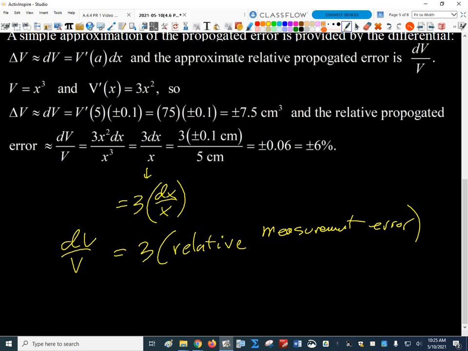And then if I want to do the calculation, once I get it down to here, all I need to do is plug in my value for dx, which is just plus or minus 0.1. That's my measurement error, right? Divided by x, which was 5, and we get 6%, okay? So what would our relative measurement error have been? 2%, right? It would have been plus or minus 2%, which makes sense. 0.1 out of 5 would be 2%. 0.1 is 2% of 5. There, I said it right finally.